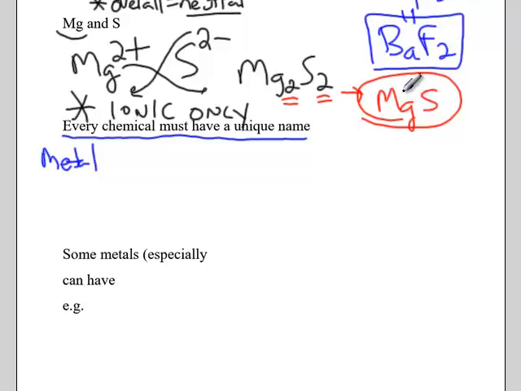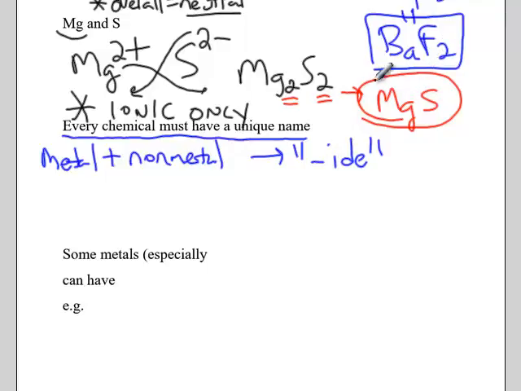That's the proper way to write an ionic formula. It would be wrong to write SMg. It has to be the magnesium first and the sulfur second. So the metal is named first, and the name of the metal stays exactly the same as the name on the periodic table. And then when you have a nonmetal from the periodic table, we're going to change the ending to an -ide ending.